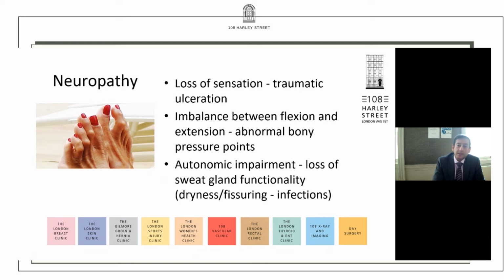Autonomic impairment can lead to a loss of sweat gland functionality with increased dryness, fissuring of the skin, especially heel cracks, and these can lead to development of infection and problems as a consequence.